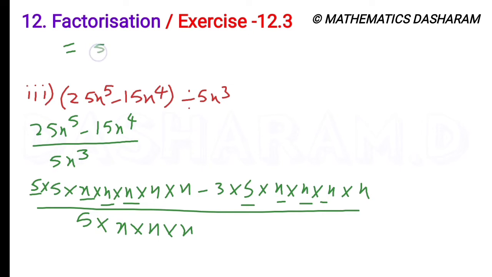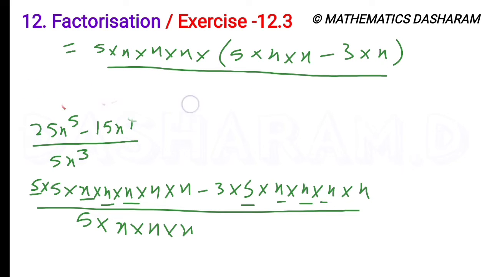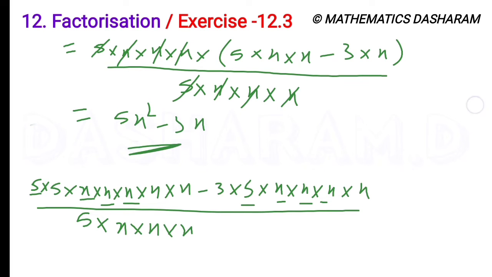So overall 5 into x into x into x. Then the remaining terms are 5 into x minus 3 into x, divided by 5 into x into x into x. So actually we can take one more x common, but here not required. 5, 5, x, x, x, x and x. So the answer is 5x square minus 3x.